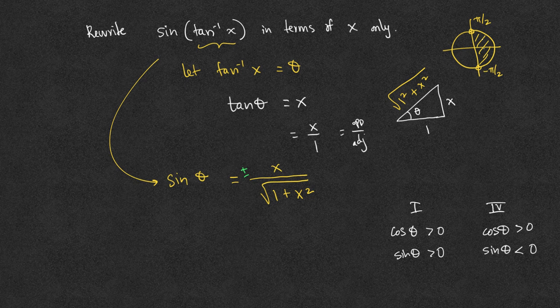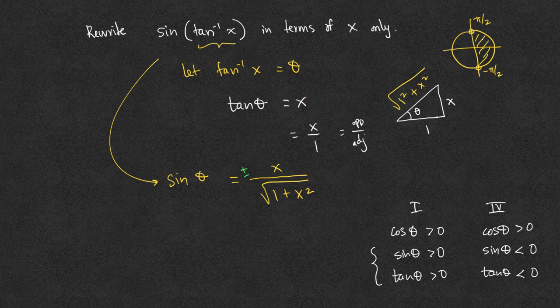And similarly, tangent of theta is positive in the first quadrant, and tangent of theta is negative in the fourth quadrant. So the sign of tangent of theta determines the sign of sine of theta. Sine of theta and tangent of theta have the same signs in the first and the fourth quadrant. The fact that we were given x can be any number, positive or negative, takes care of the sign.